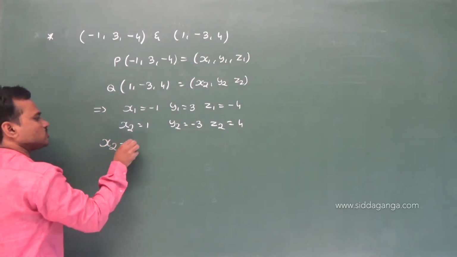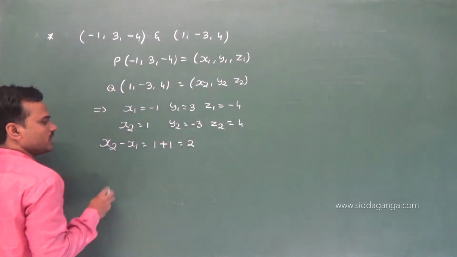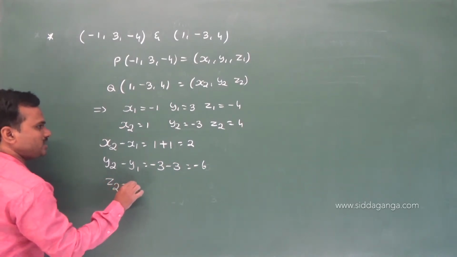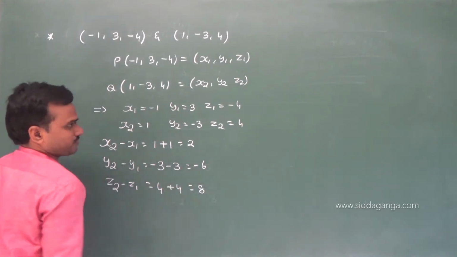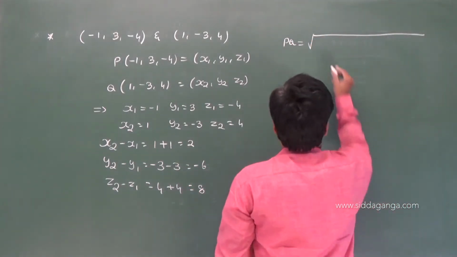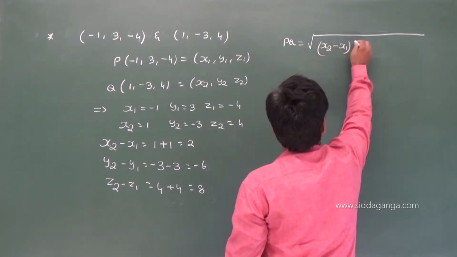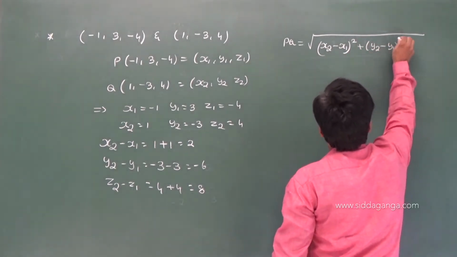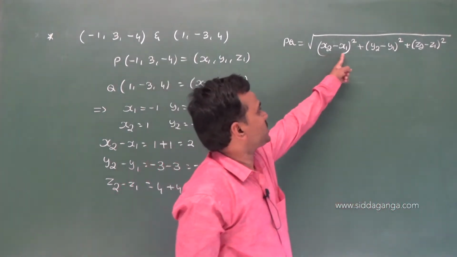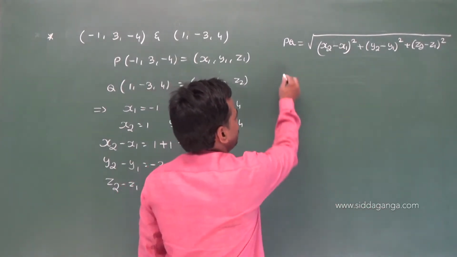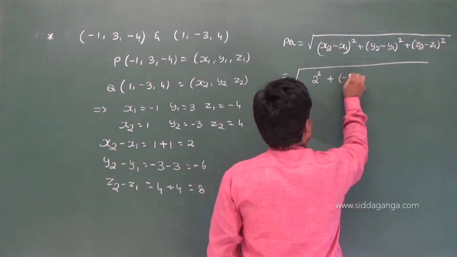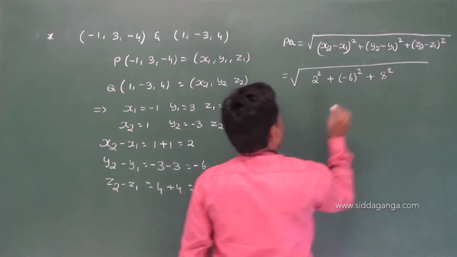So x2 minus x1, 1 minus of minus 1, plus 1, it is 2, correct? y2 minus y1, minus 3 minus 3, it is minus 6. z2 minus z1, 4 minus of minus 4, plus 4, it is 8. Correct? All these values. We know the formula. The distance between 2 points in space is given by the square root of x2 minus x1 whole square plus y2 minus y1 whole square plus z2 minus z1 whole square. That is square root of 2 square plus minus 6 whole square plus 8 square. Calculate.